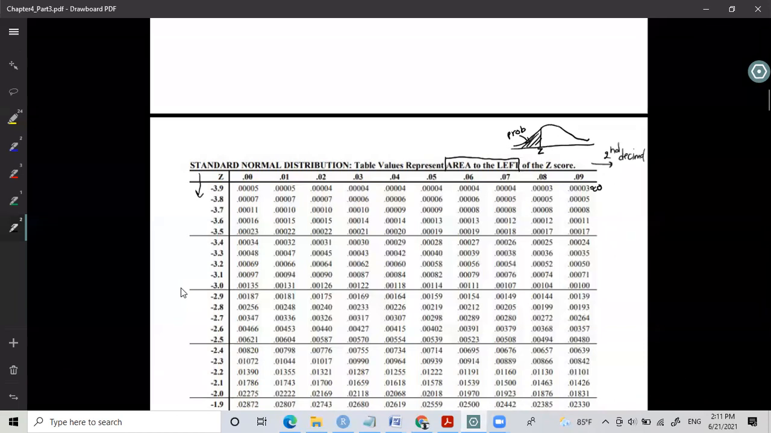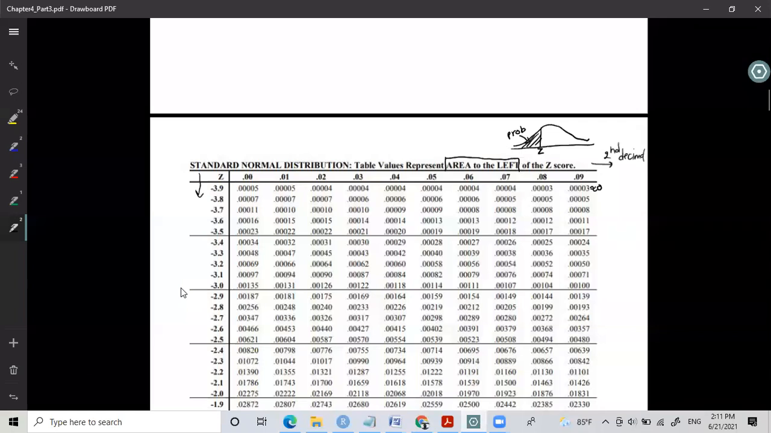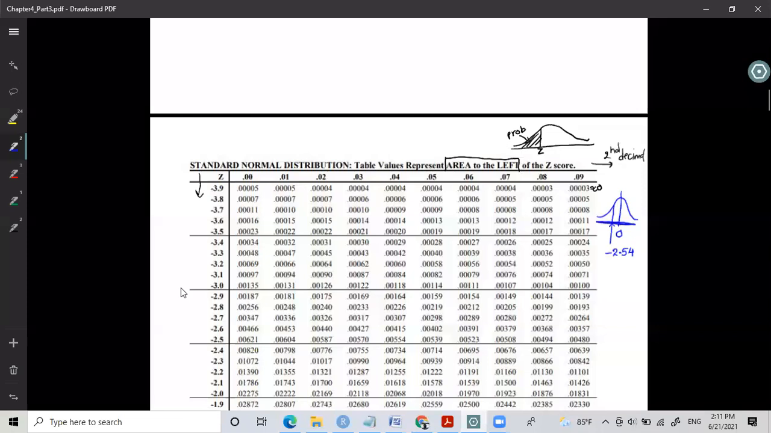Now we know that this table gives you the area to the left of the Z score. I'll show you what that means. Here's my bell, symmetric about mean 0. And I have a Z score, let's say this point is negative 2.54. Can you find negative 2.54 in this table? How do you do that? This is the Z score.